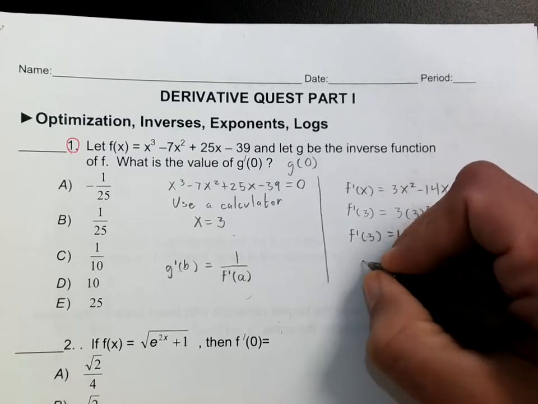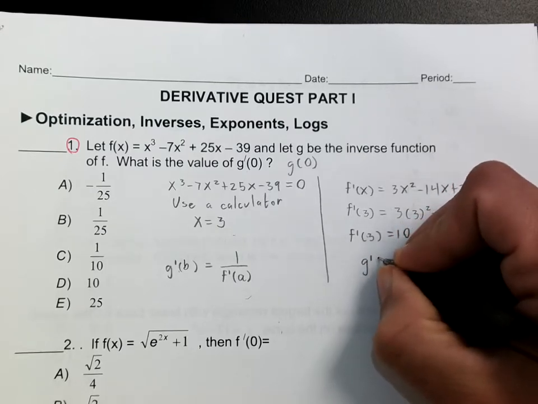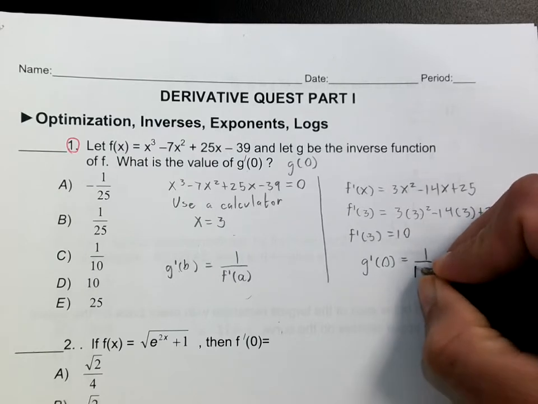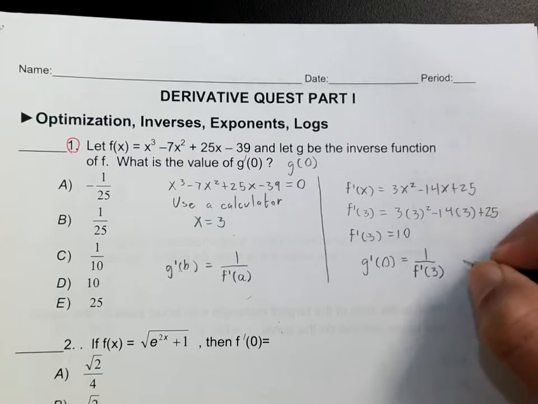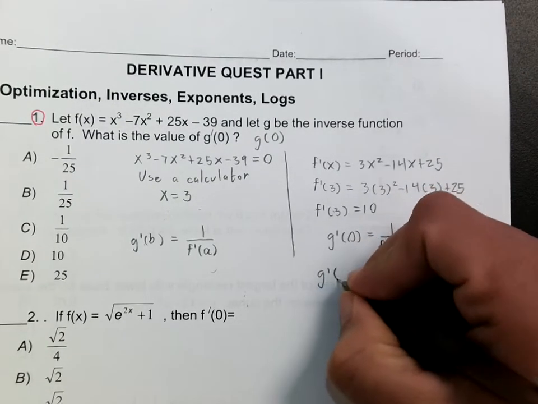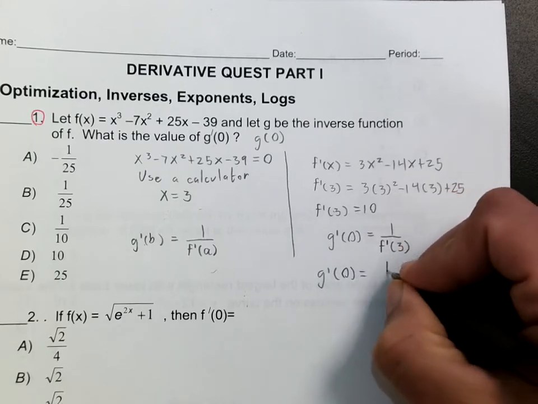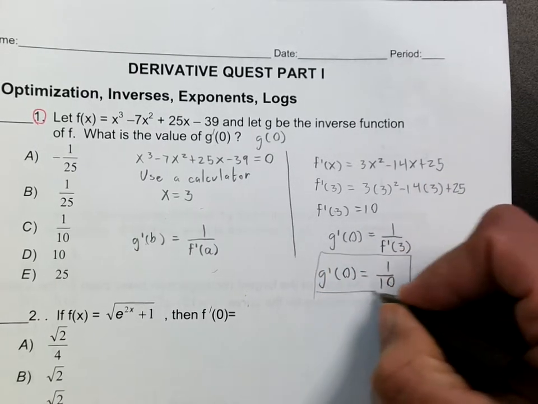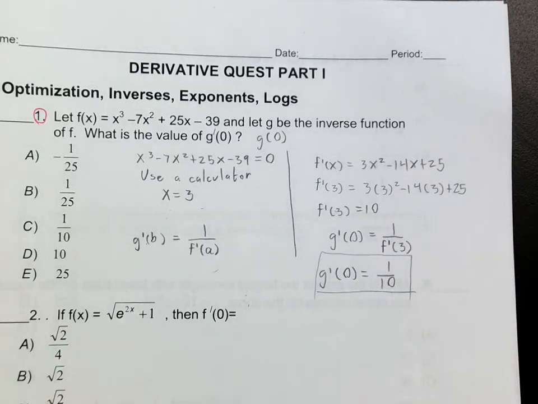Alright, so the formula says that g prime of 0 is the same thing as 1 over the derivative of function f at 3, which means that g prime of 0 is equal to 1 over 10. Okay, so that's the answer for that. Let's go through a few more.